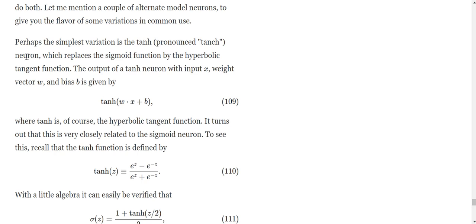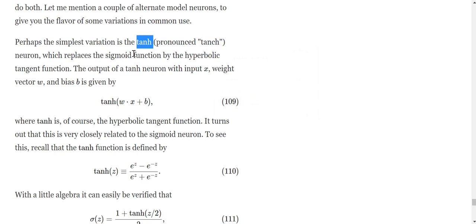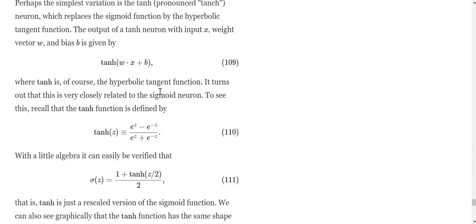I don't know what the author is trying to imply here, but I pronounce it as tanh, or the hyperbolic tangent. So this neuron replaces the sigmoid function by the hyperbolic tangent function. The output of the tanh neuron with input x, weight vector w, and bias b is given by this. Of course, you've just replaced the activation. So where tanh is this?